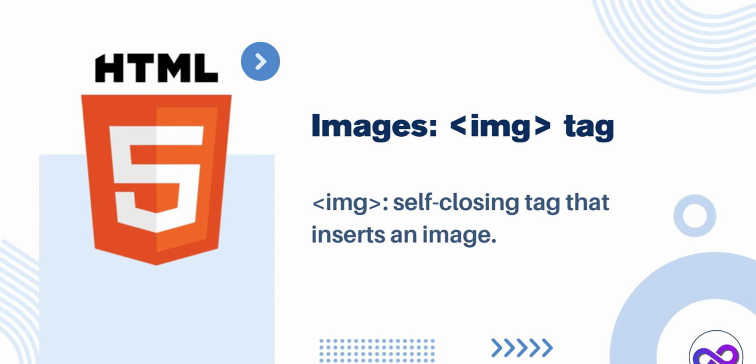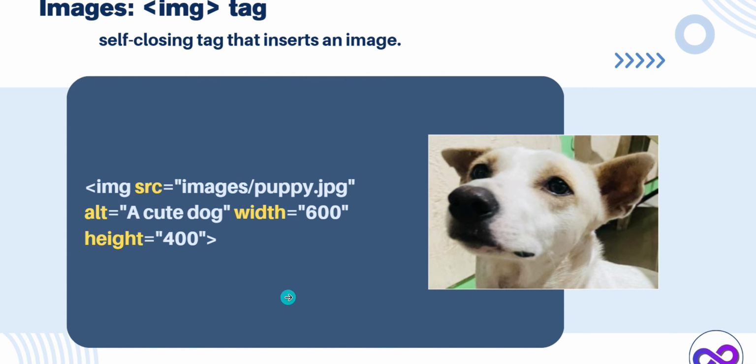Let's understand the img tag. An img tag is a self-closing tag that inserts an image. The img tag lets you display images on your web page. It has several important attributes. You have here the src, the alt, and the width and the height.